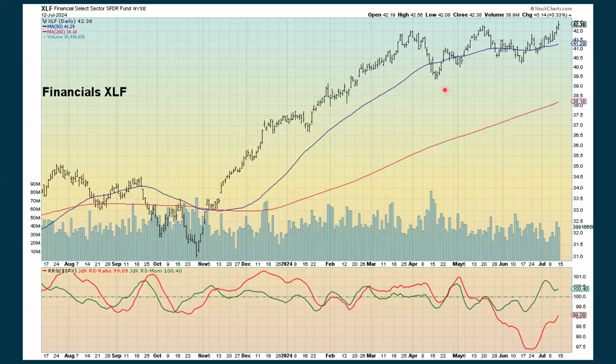Financials. There was a bit of a run up. Now, a lot of areas in the financial sector are doing well. It's the banks that were reporting, and we saw a bit of a run up going into Friday's session as some of the big banks are starting to report their earnings.